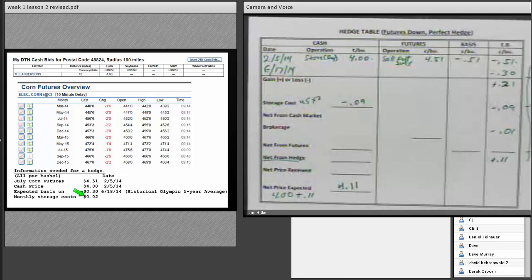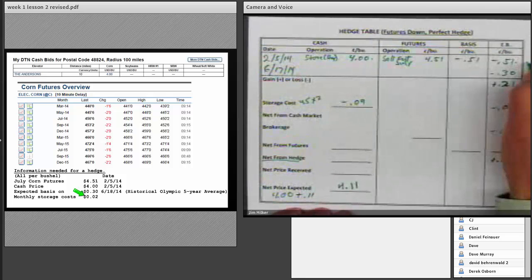So this is where you're not hedged. You know, you'd be at... remember what this number here is.